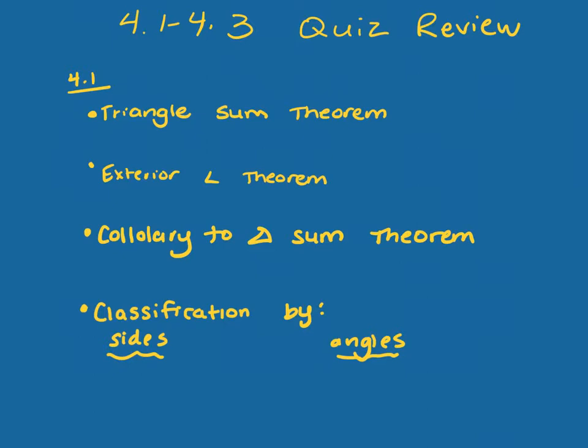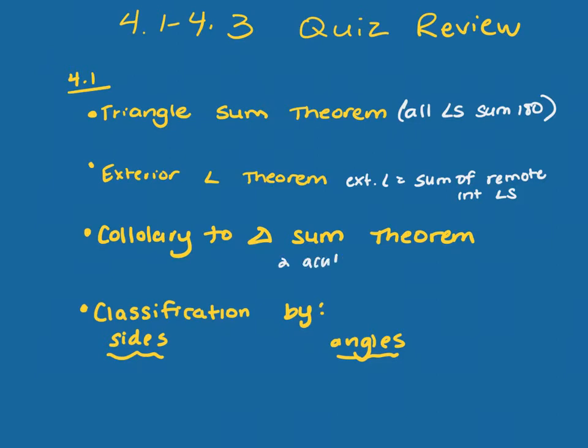All right, so your quiz, which is tomorrow, is covering 4.1 to 4.3. Okay, in 4.1 we talked about the triangle sum theorem, which is that all the angles add up to 180. The exterior angle theorem says that the exterior angle equals the sum of the remote or non-adjacent interior angles. The corollary to the triangle sum theorem said that if you have a right triangle, the 2 acute angles of a right triangle are complementary. So if you have one 90-degree angle, then the other two have to add up to 90.